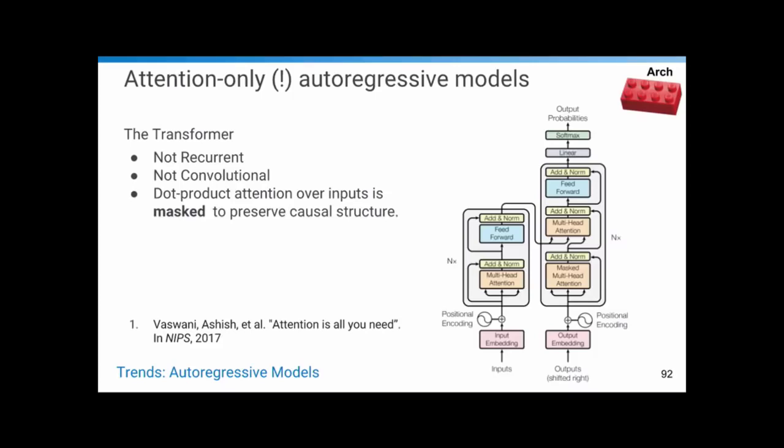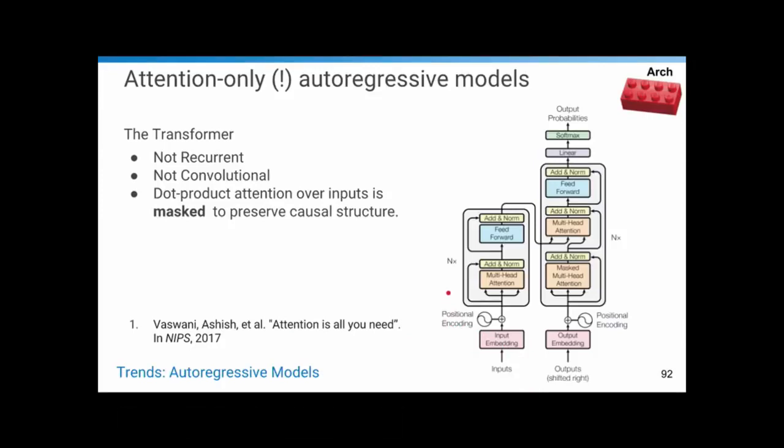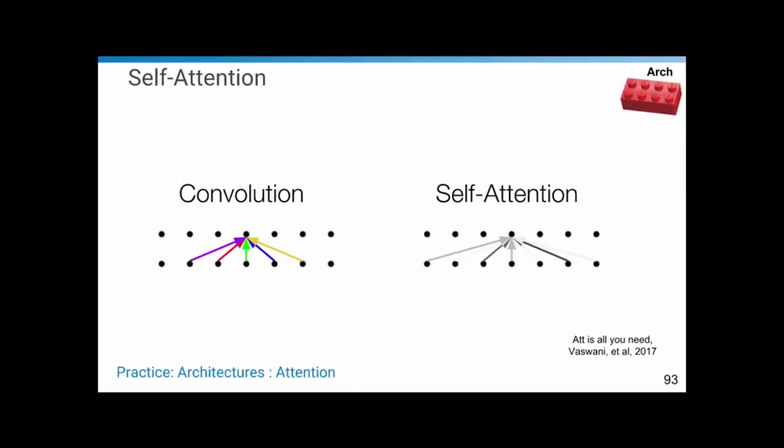You can also have models that are autoregressive over time that are neither convolutional nor recurrent. This was in the paper Attention Is All You Need. This transformer model gives the inputs a positional encoding. And the only care you need to take is to mask this dot product attention over the inputs to preserve causal structure. So here's what this self-attention procedure looks like compared to what you would do in convolution.